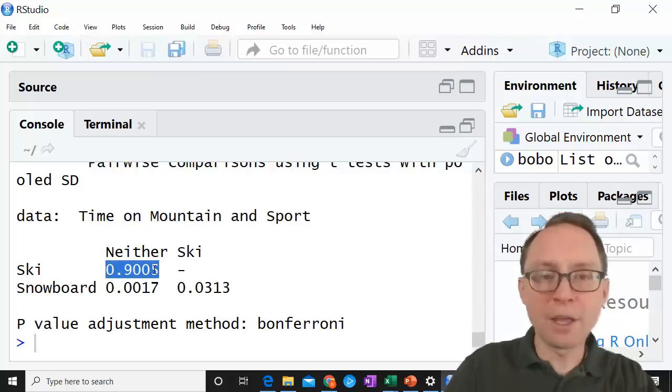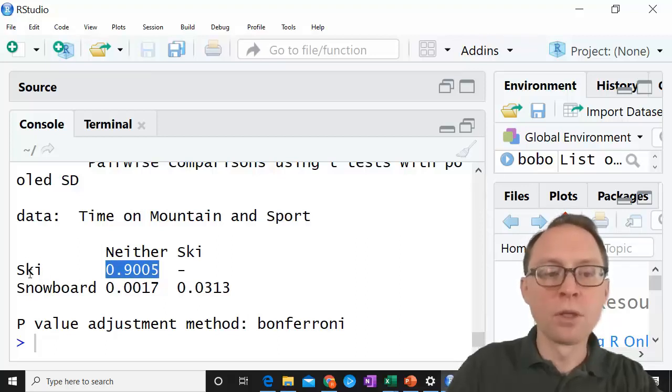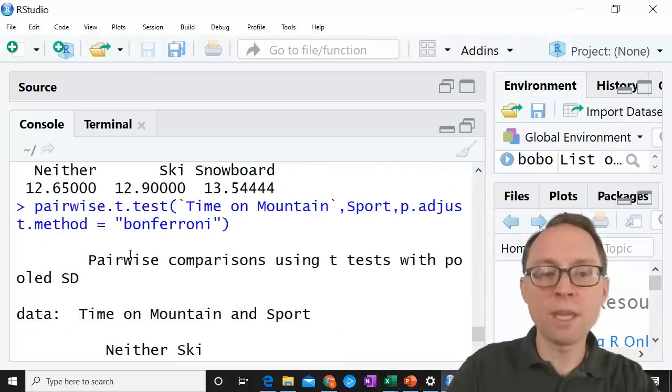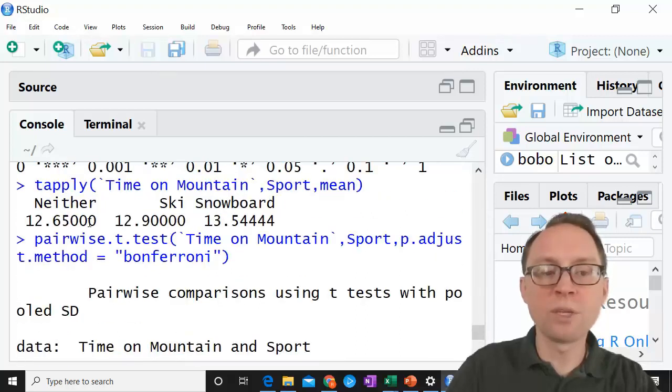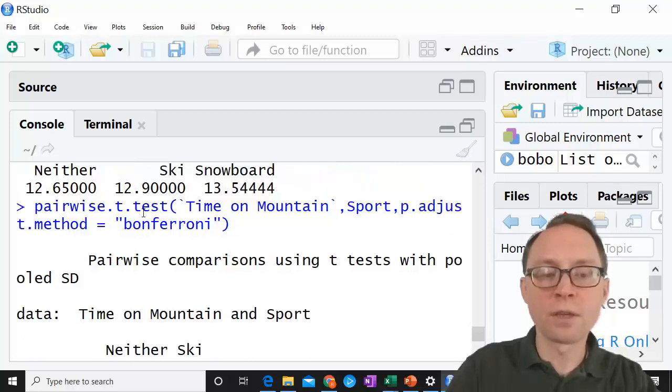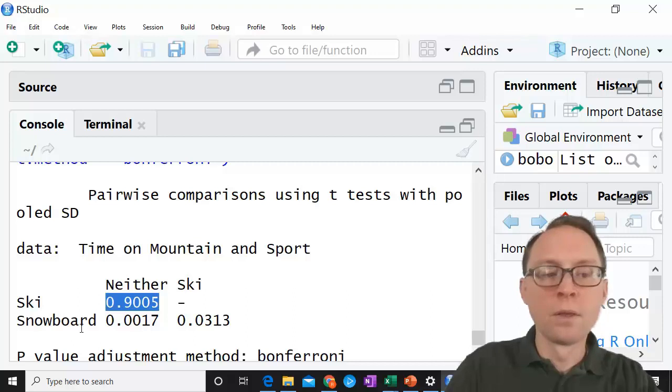These are the p-values between ski and neither, right? So the amount of time on the mountain for skiers versus the amount of time on the mountain for neither, when you look at the t-test for that, the p-value of that t-test is 0.90. That's a lot more than 0.05. There's no significant difference between skiers and neither. So that means there's no significant difference between 12.65 and 12.90. That is neither versus skiers, okay?